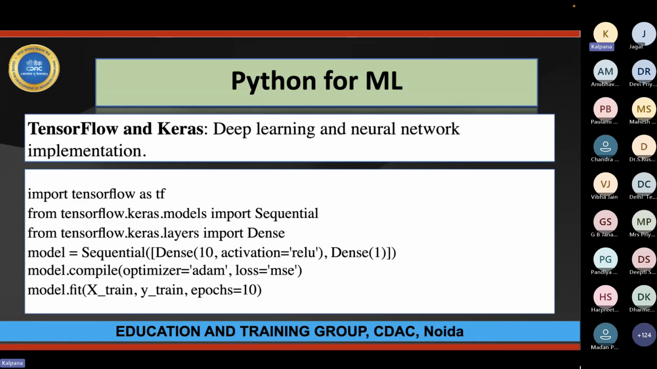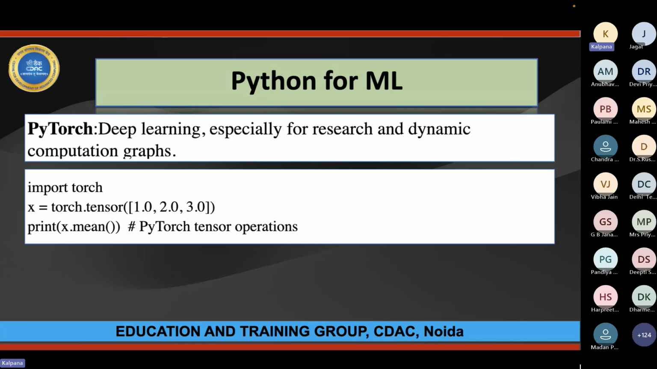Then TensorFlow and Keras. For all the deep neural networks and deep learning, the methods are available in Keras and TensorFlow. So here are some examples. Then PyTorch is another way.